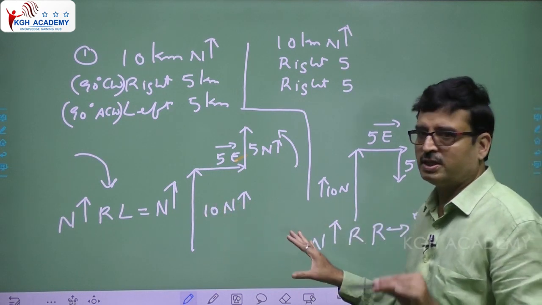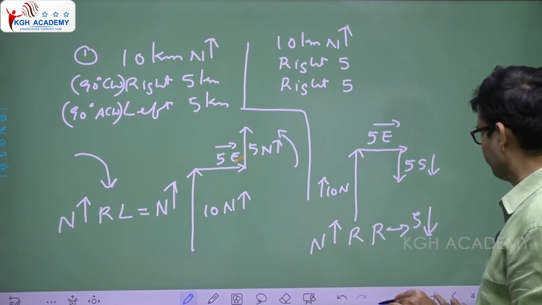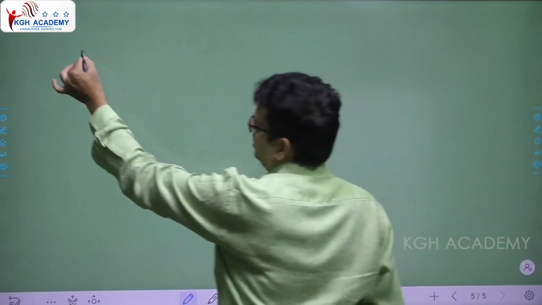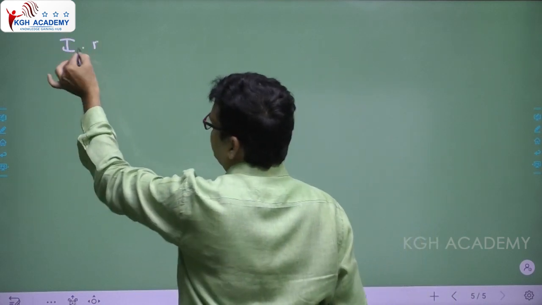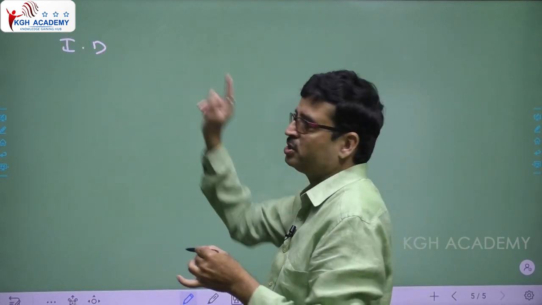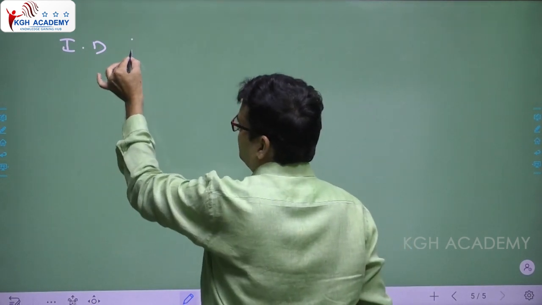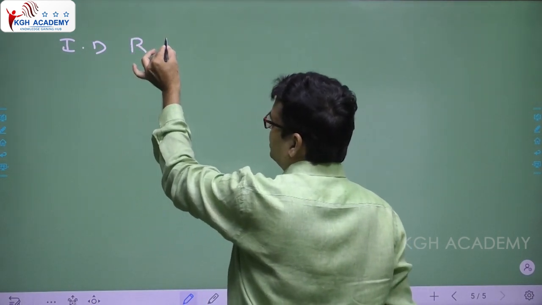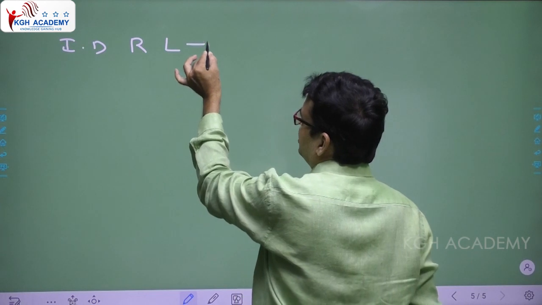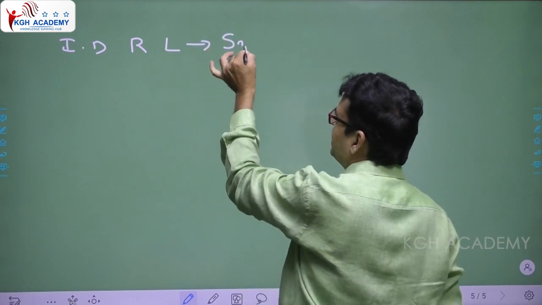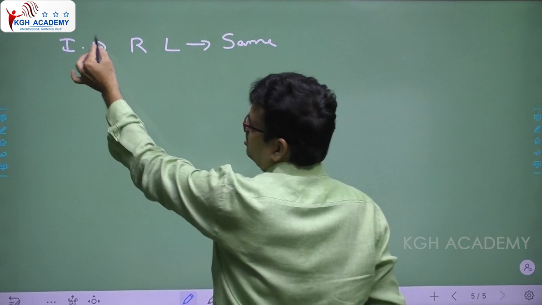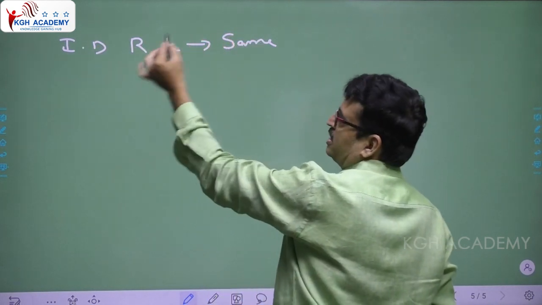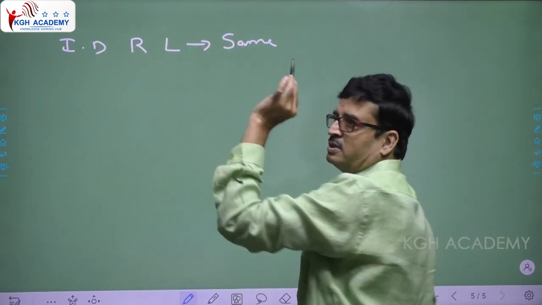So, based on this, please note, I'll give you like this. Initial direction, I D. I means initial, D means direction. So, from the initial direction, if a person turns right and after that left, then please note, he is going to face the same direction. Same means, if this is north, it will be north. If this is south, it will be south. In that way. Am I clear?